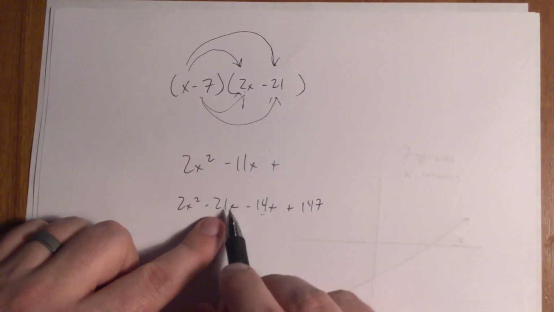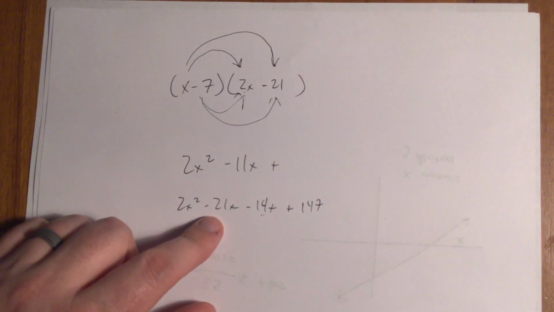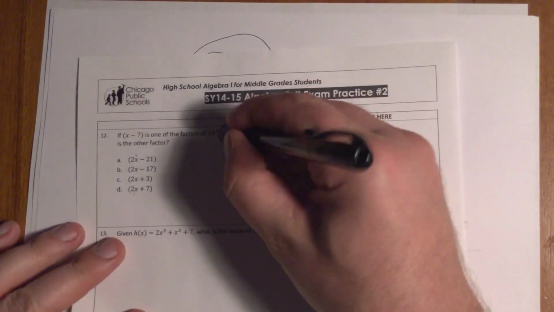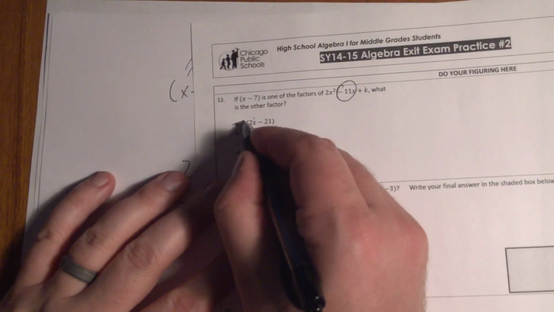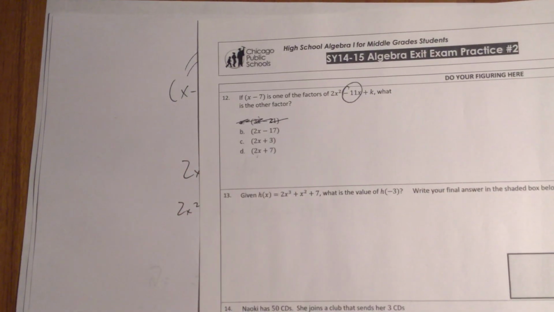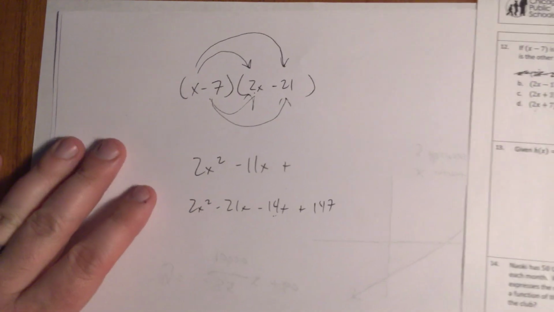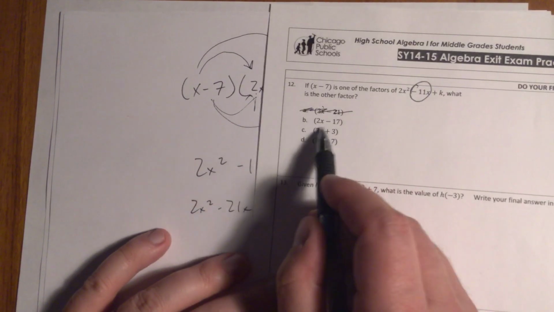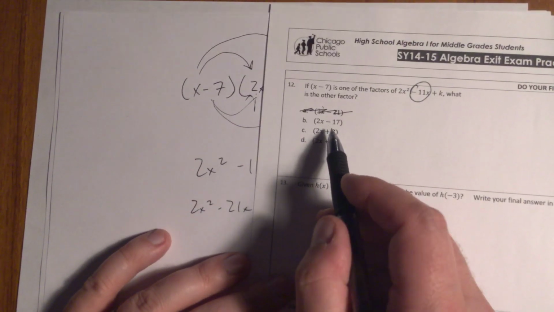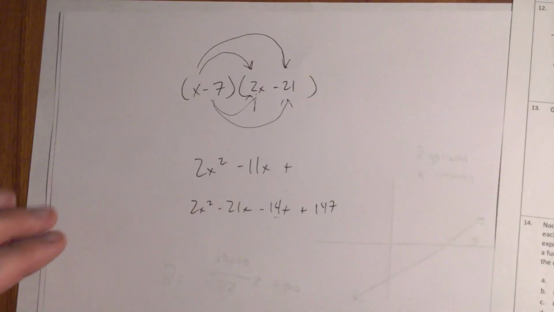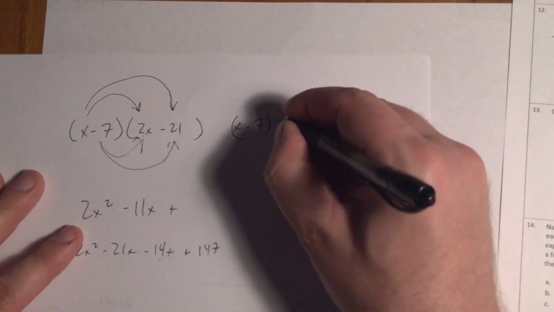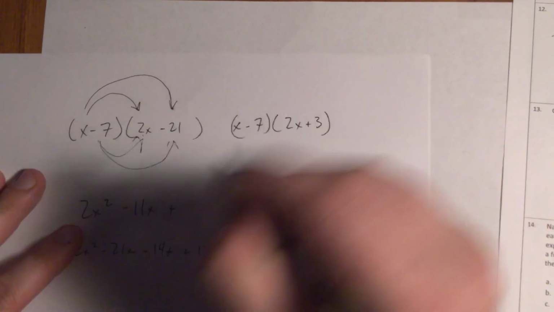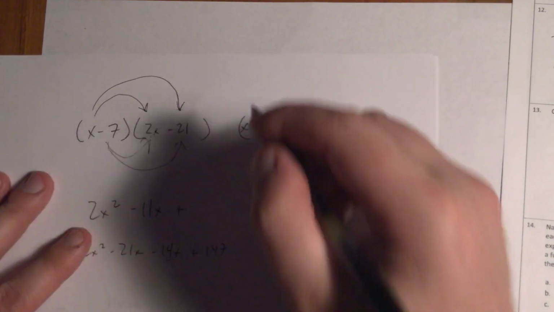Well, when I combine these, I'm going to get negative 35x. That's not what I want. I want to get negative 11x. So it's not A. I'm not going to eliminate B, but I'm going to guess it's not B because that's probably also way off. So let's try C. So instead of 2x plus 21, I'm going to do the same thing, and then distribute it again.